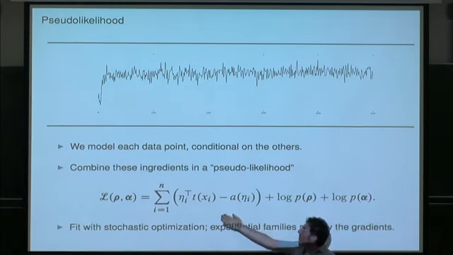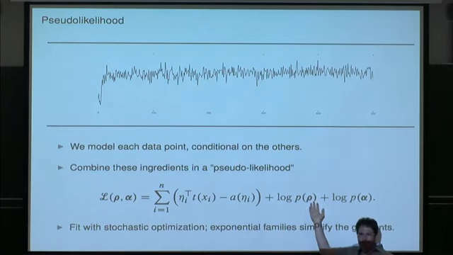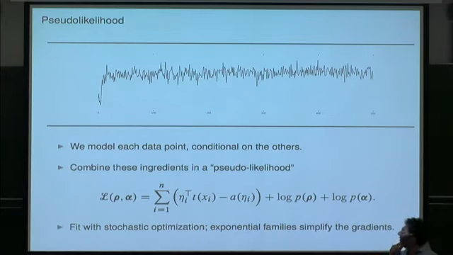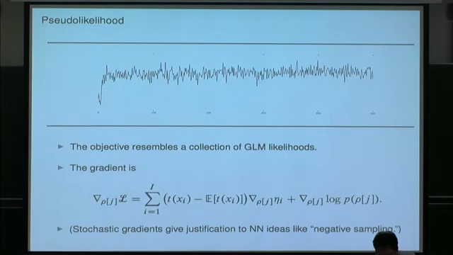Okay, and here it is. It's the sum of all of these conditional probabilities. We can fit this with stochastic optimization. The exponential families that we're assuming simplify the gradients. Here's the gradient. I'm running out of time, so I'll just go quickly.